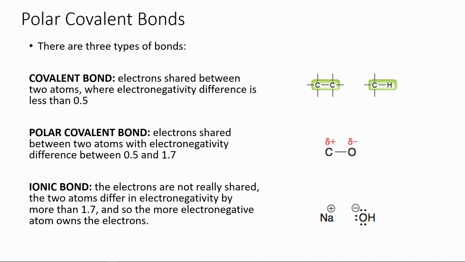The carbons are going to share the electrons between them fairly equally. With carbon and hydrogen, the carbon's a little bit greedier, but there's still going to be a fairly large amount of overlap and sharing between the electrons found in this bond.